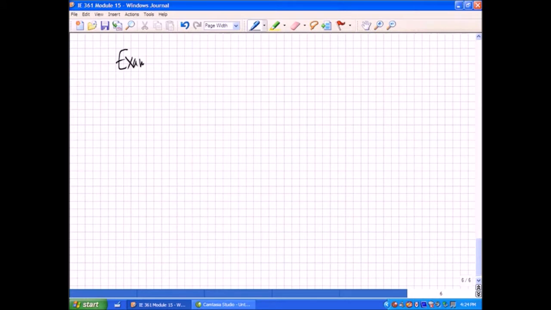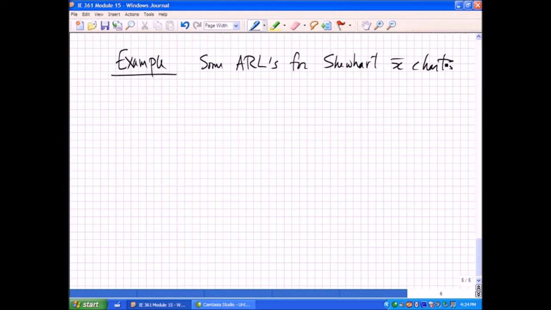So to play around with this a bit, let's talk about some ARLs, some average run lengths for Shewhart X-bar charts. And in particular, let's talk about Shewhart X-bar charts for n equal to 5. I could use any sample size I wish, but let's talk about sample size 5 here for a specific choice.